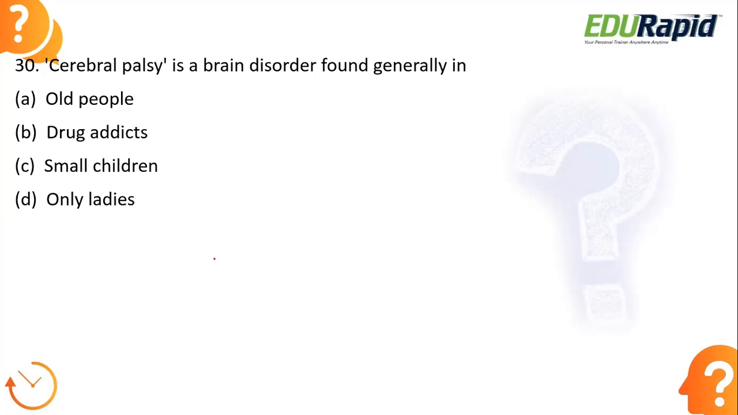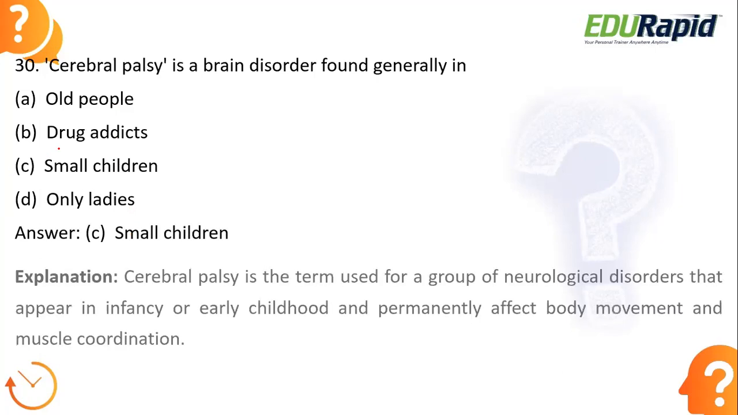Okay, now we'll look at the right answer here. The right answer is option C, small children are the ones who are affected by cerebral palsy. It's one of the brain disorders. Cerebral palsy is a term which is used for a group of neurological disorders. So the nervous system, specifically the brain or the spinal cord of our body, these nervous organs are affected.